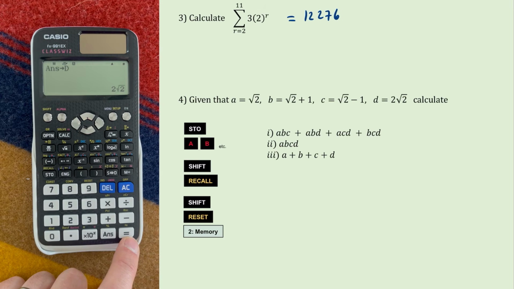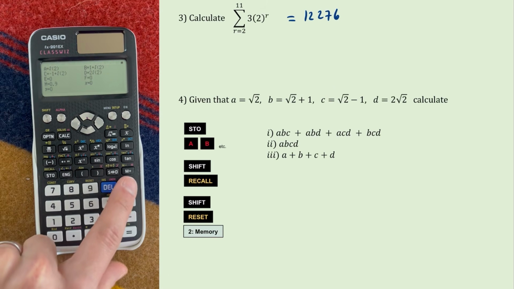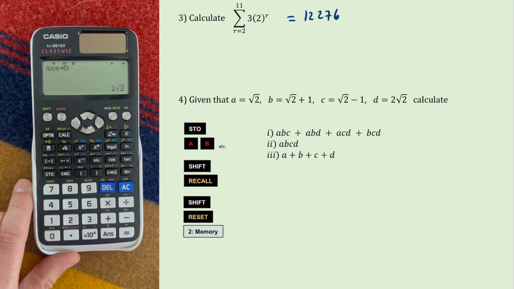Now, if you want to check how these are, you can actually press shift and recall to see what everything looks like. So if I press shift and then store, you'll see it says recall. You'll see all the values that I've put in so far. So I've got my A, B, C, and D, just in case you've made a mistake. I'm going to clear that, and now I'm going to do these calculations.